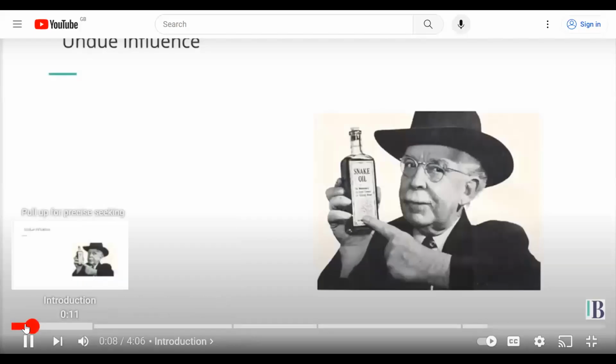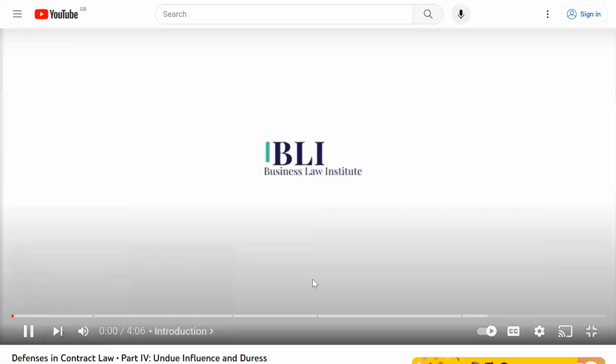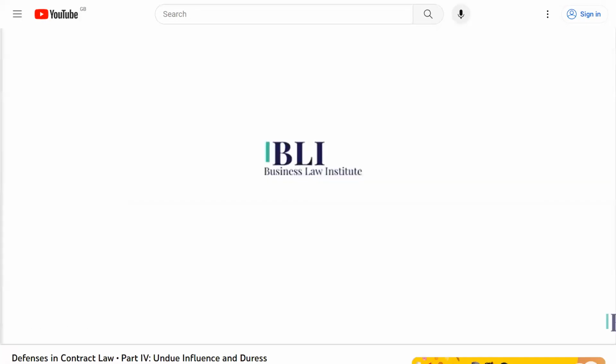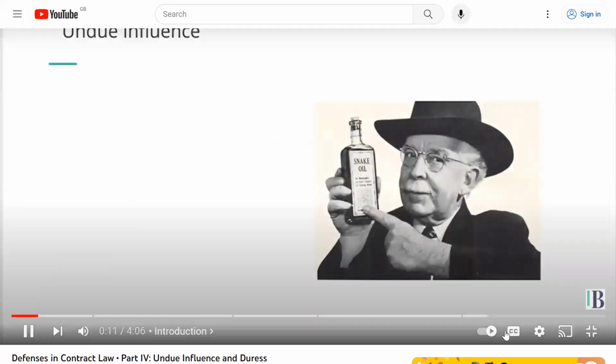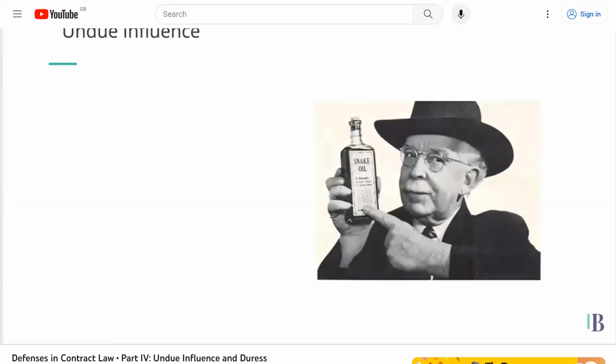The defenses that a party may raise. The final two types of defenses that a party may raise are undue influence and duress. Let's look at these related concepts in turn, starting with undue influence.